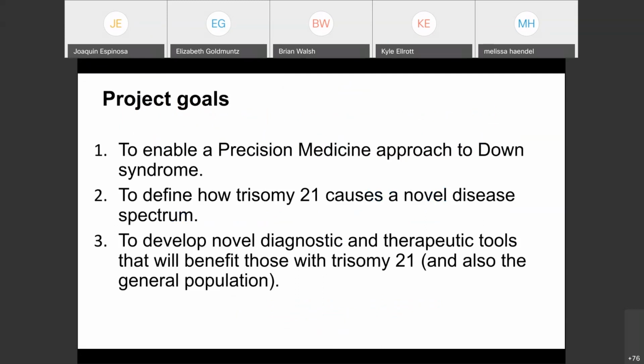The ultimate goal of the Human Trisom project is to enable a precision medicine approach to Down syndrome, a condition that is very variegated, very heterogeneous, with high propensity for many different comorbidities. Somehow, the extra copy of chromosome 21 causes a novel disease spectrum in this population, and they are predisposed to many, many things, including congenital heart disease. The ultimate goal is to enable the development of novel diagnostics and therapeutic tools that will benefit those with trisomy 21, but hopefully the typical population that may be affected by some of these conditions. Next slide, please.